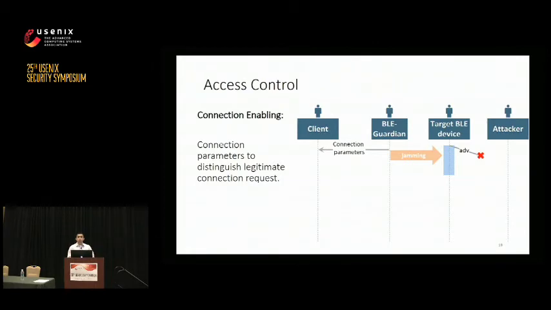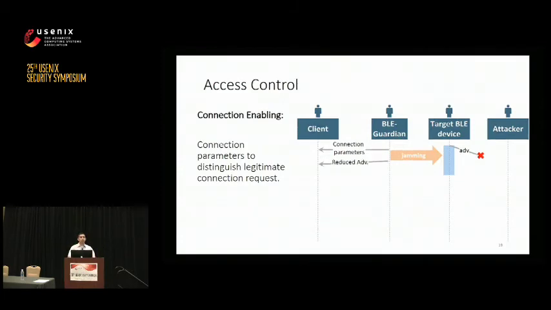Every connection request will contain a set of connection parameters that indicate how the connection should take place. And the protocol defines 3 million different combinations of these connection parameters. Now, BLE-Guardian will choose a particular set of these parameters and will communicate them over the out-of-band channel to the client, for reasons that will be evident in a little bit.